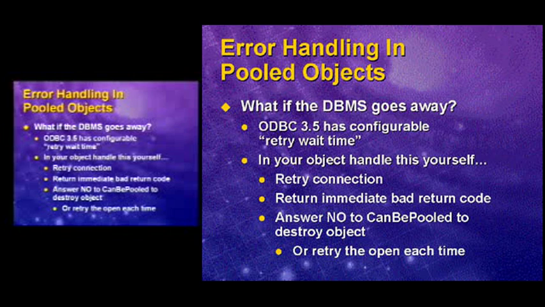So ODBC has a nice configurable back off timeout. And I'm going to back off for 120 seconds before I try and get that connection again. If you write a pooled data resource object, you have to handle this yourself. So figure out some way to handle it. Either I'm going to return a nice quick, I can't get a connection, I'm sorry, my connection is broken. I can retry the connection, or I can answer no to can be pooled.